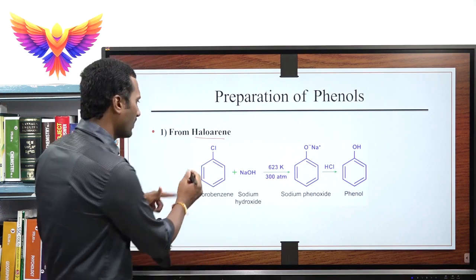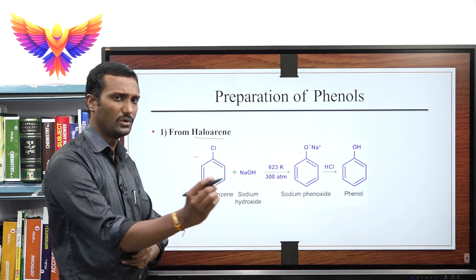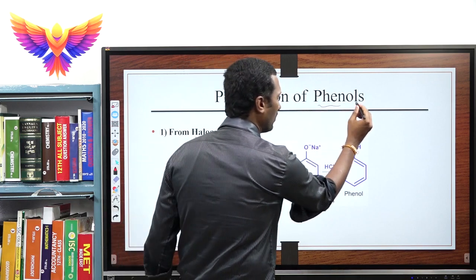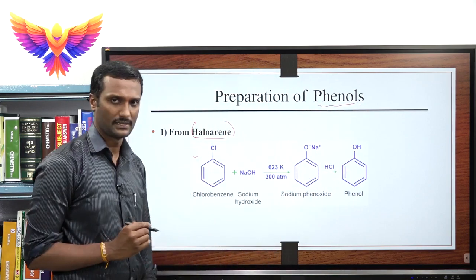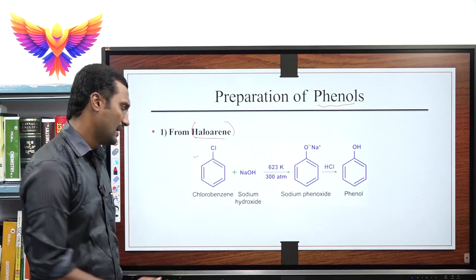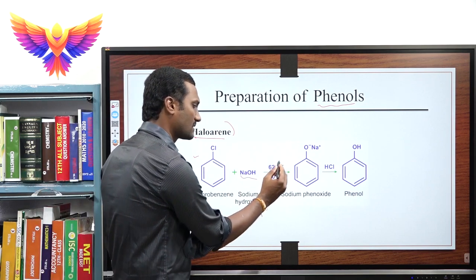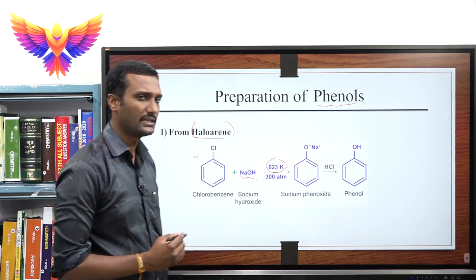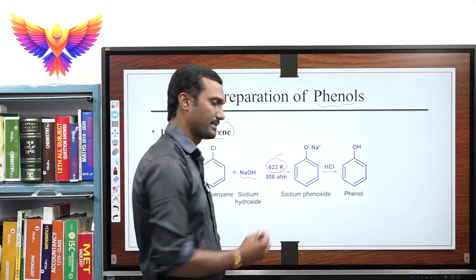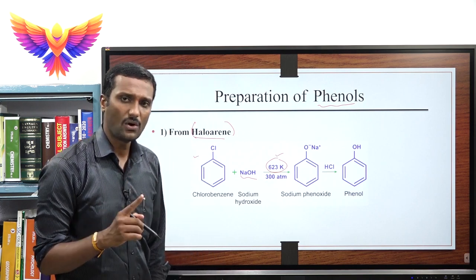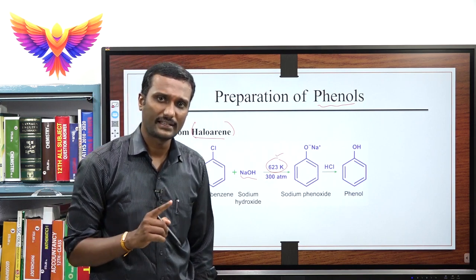So now, okay, we have prepared chlorobenzene. Now the concept is only how to prepare phenol by different methods. Which method here? The aryl halide method. So when this chlorobenzene reacts with sodium hydroxide at 623 Kelvin. Why are we giving so much temperature? Because aryl halide has less reactivity.